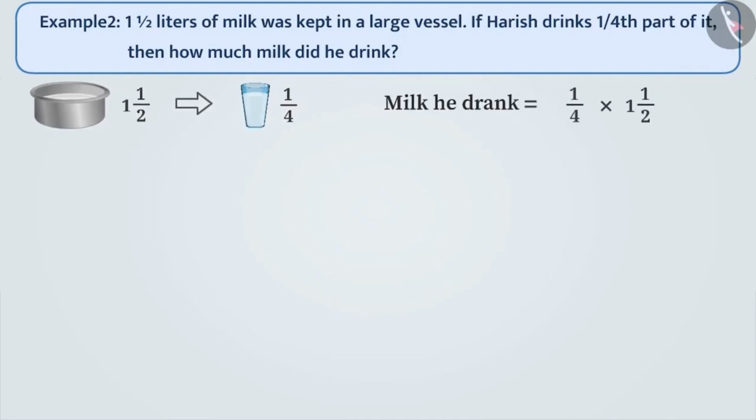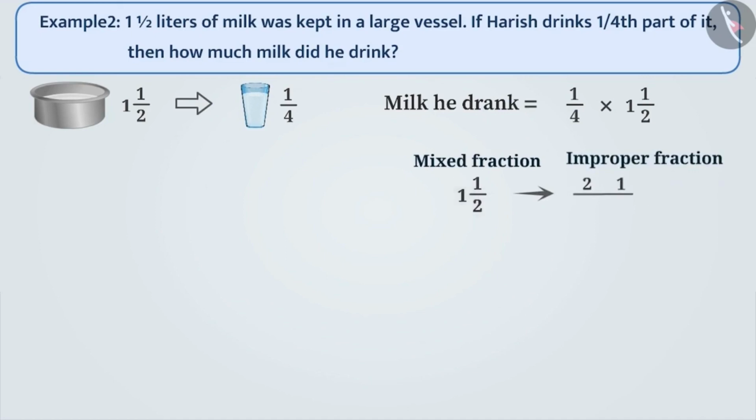To solve this, first, we will express the mixed fraction 1.5 as an improper fraction. For this, we will multiply denominator 2 by the whole number 1 and add the result 2 to the numerator. By this, we will get the numerator of the improper fraction as 3. Then, we keep the denominator as 2, so the improper fraction of 1.5 will be 3 by 2.